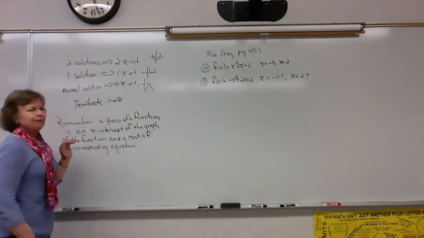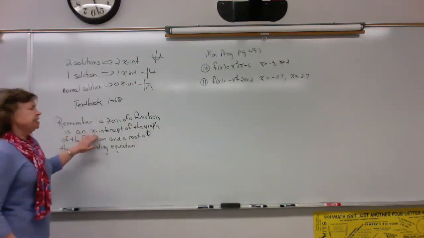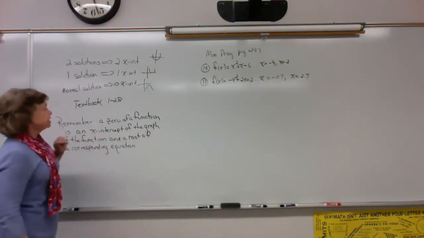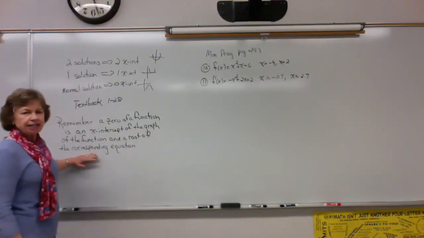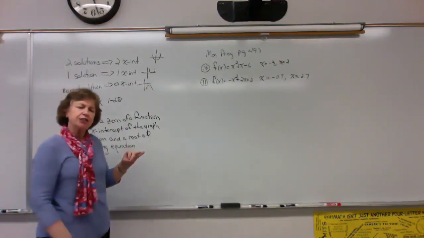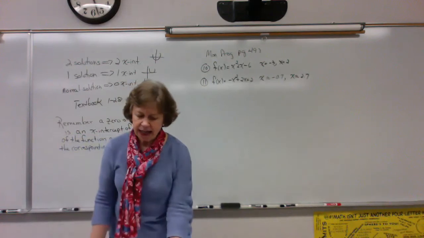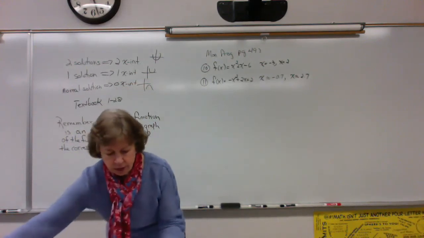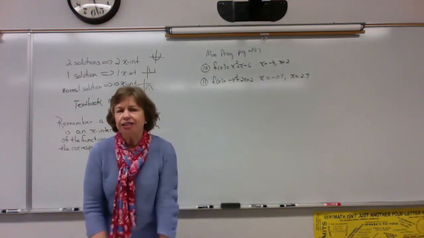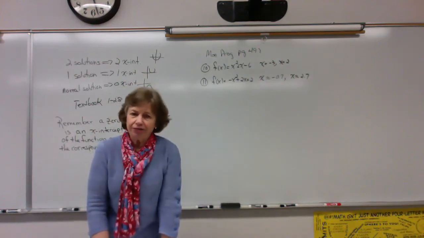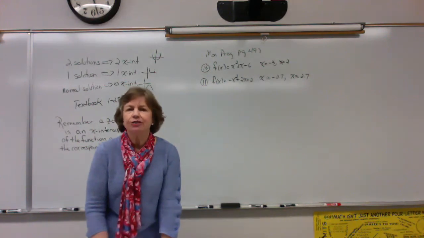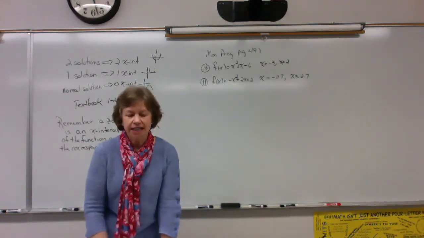Remember vocabulary. A zero of a function is an x-intercept of the graph of the function, and it's a root of the corresponding equation. So zeros, roots, and x-intercepts all mean the same thing. Look at example number 4. We're finding zeros of a function. So remember, if you're given the graph and you're asked to find the zeros of that function, what you're really asked to find is, what are the x-intercepts? Where does that graph cross the x-axis?